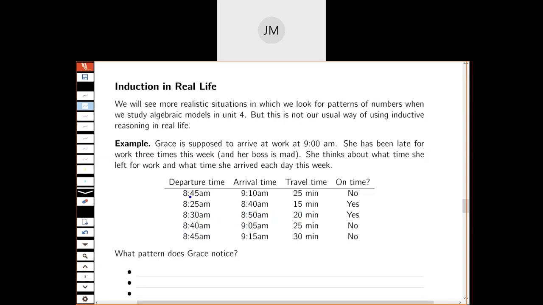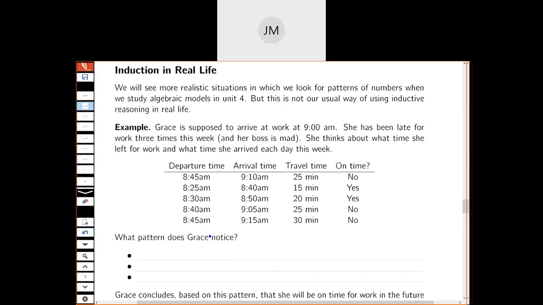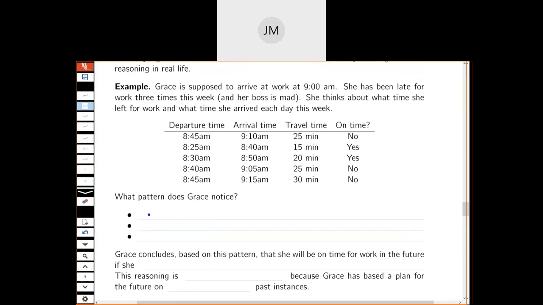She was late to work, so she leaves earlier. She's on time, but she got there 20 minutes early. So the next day she thinks, all right, let me leave 10 minutes later. Still 10 minutes early. So let me leave 10 minutes later. But leaving 10 minutes later, now she was late because it took her longer to get to work. Oh, that's no good. And then Friday, well, maybe something happened in the morning. So what pattern does Grace notice here?